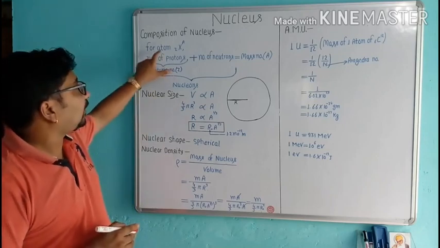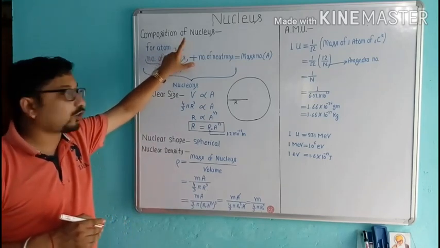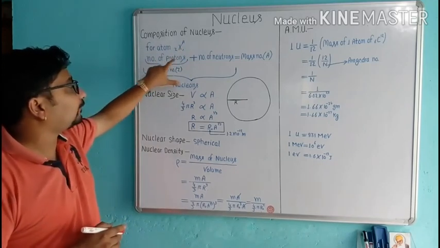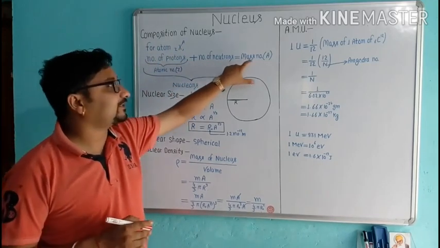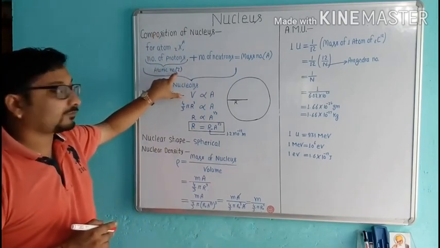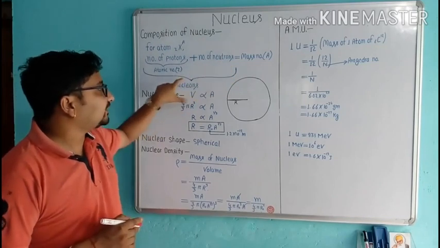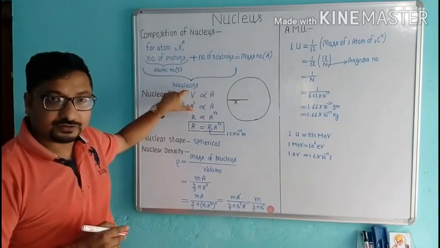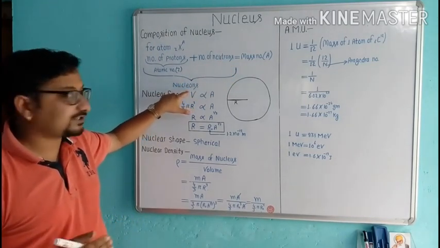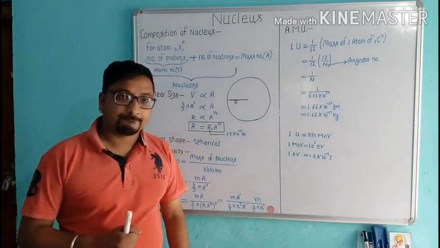Now for an atom ZXA, where Z is the atomic number and A is the mass number of the element X, the number of protons plus the number of neutrons gives the mass number. Number of protons means atomic number. Number of protons plus number of neutrons, we can say number of nucleons. In other words, number of nucleons gives the mass number.